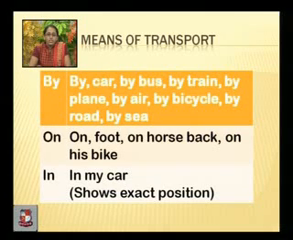On, this is the second preposition which can be used for the means of transport. On foot, on horseback, on his bike. The third one, in, is used, for instance, in my car. So in shows the exact position where we are using it for the means of transport.